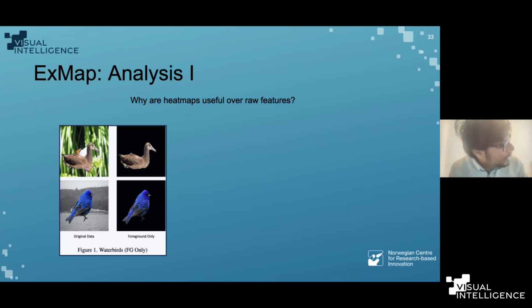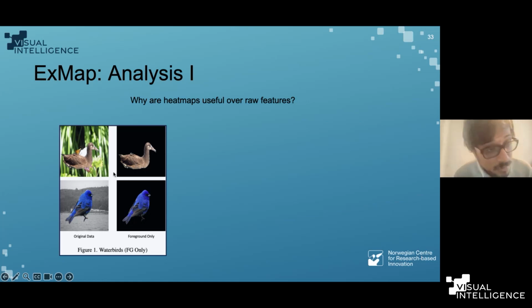So those are the results, but we need a bit more intuition on why ExMap works. So we do an extended analysis section, trying to shed more insight into why this strategy actually works. The first question we ask in our analysis is, why are the heat maps useful over the raw features? To do this, we construct a simple data set. This is not an original data set, by the way. Others construct this data set as well to test out their hypothesis. And this is called Waterbirds foreground. What we do is we just remove the background in the image.